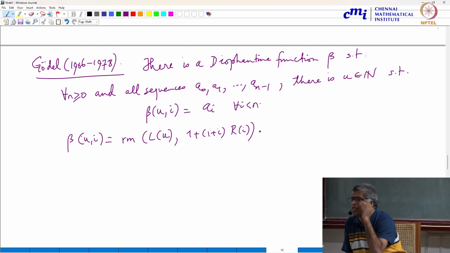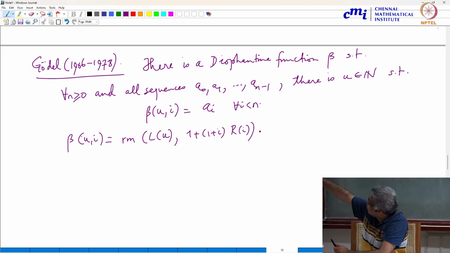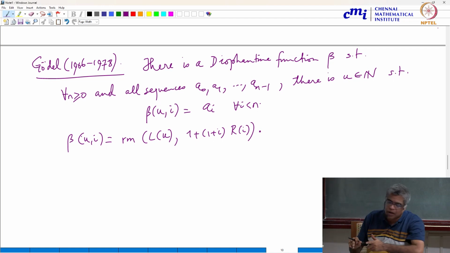Some of you might have seen Chinese remainder theorem. If you have not seen, it doesn't matter. So what Gödel proves is that for any sequence, you can find a number that codes the sequence through this very simple function. So tell me why this function is Diophantine. The beta is supposed to be Diophantine. So why is it Diophantine? Remainder when you divide x by y. How do you express that?